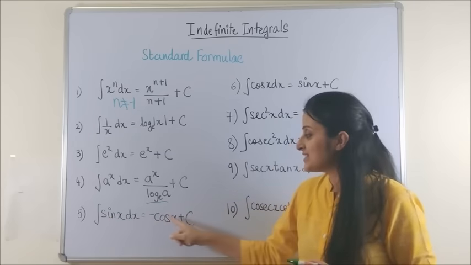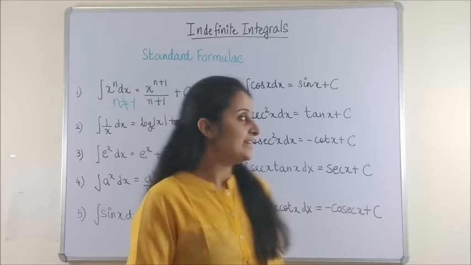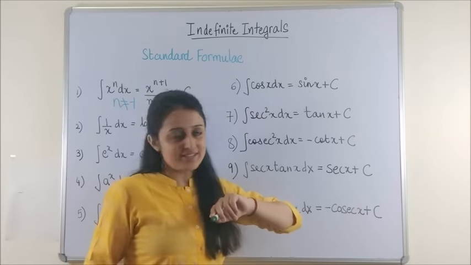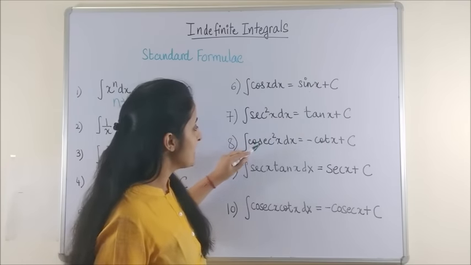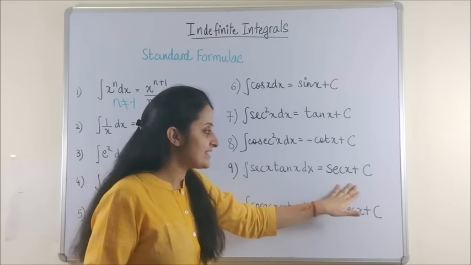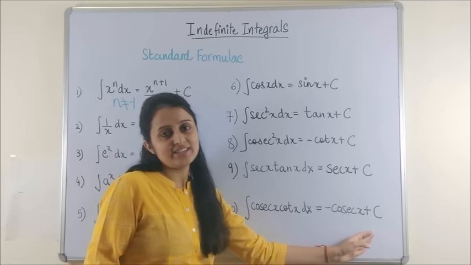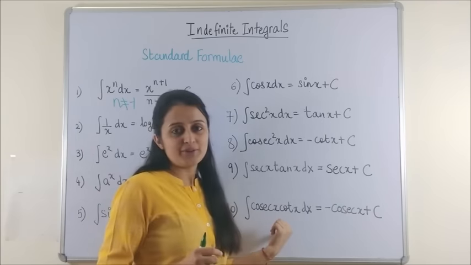Integral of sin x is minus cos x plus c. Similarly, integral of cos x is simply sin x plus c. Likewise, secant square x gives tan x, cosecant square x gives minus cot x, secant x tan x gives just secant x, and cosecant x cot x gives minus cosecant x plus c. When you differentiate the right side, this is what you get.